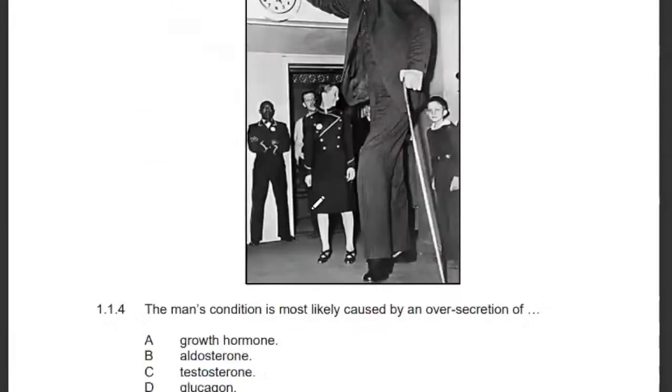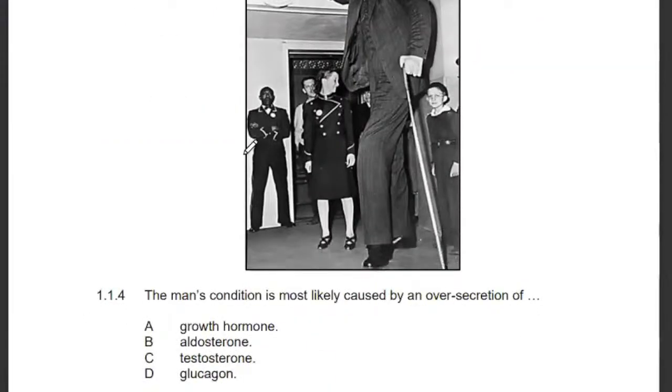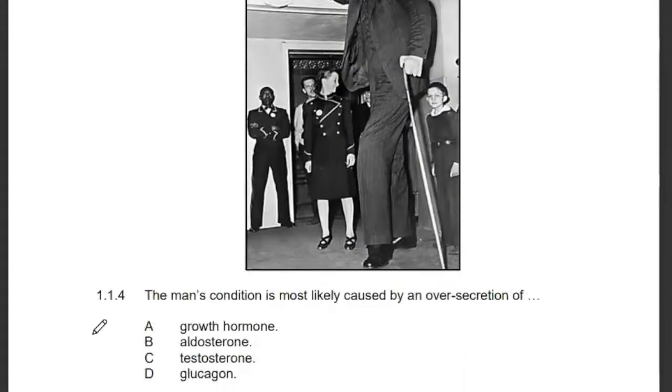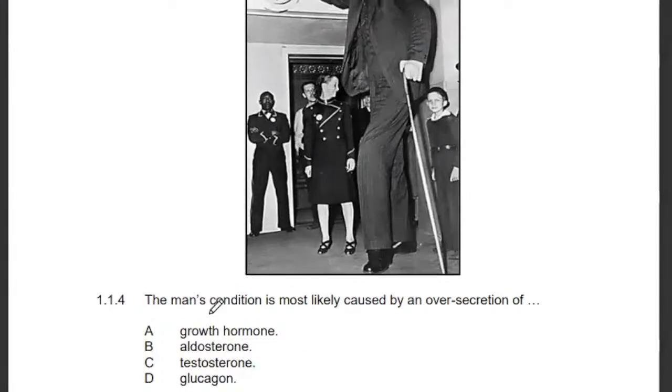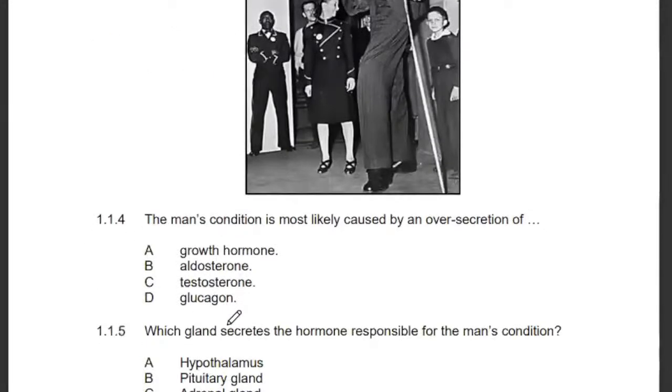Then we go to this question, which is based on this picture. We see that this guy is too tall compared to other people. The man's condition is most likely caused by oversecretion of what? This person is growing too much, meaning that there is oversecretion of growth hormone. So the answer becomes A. Therefore, we get 2 marks there.